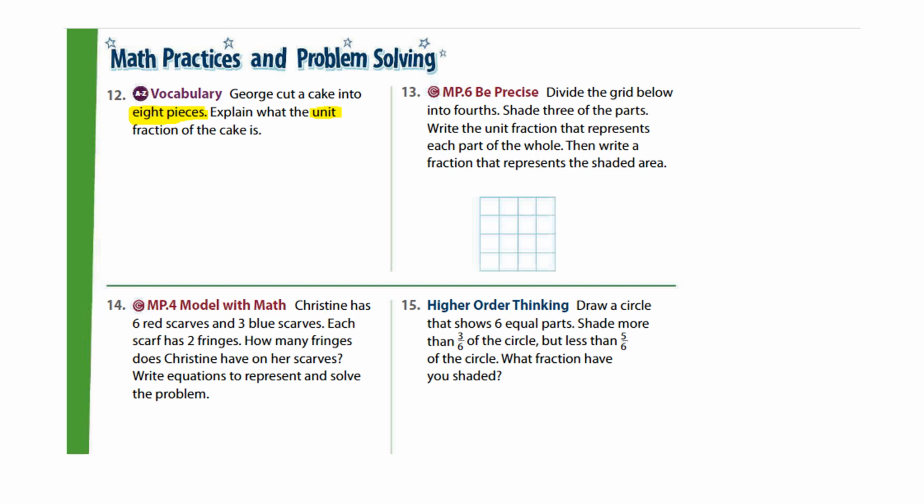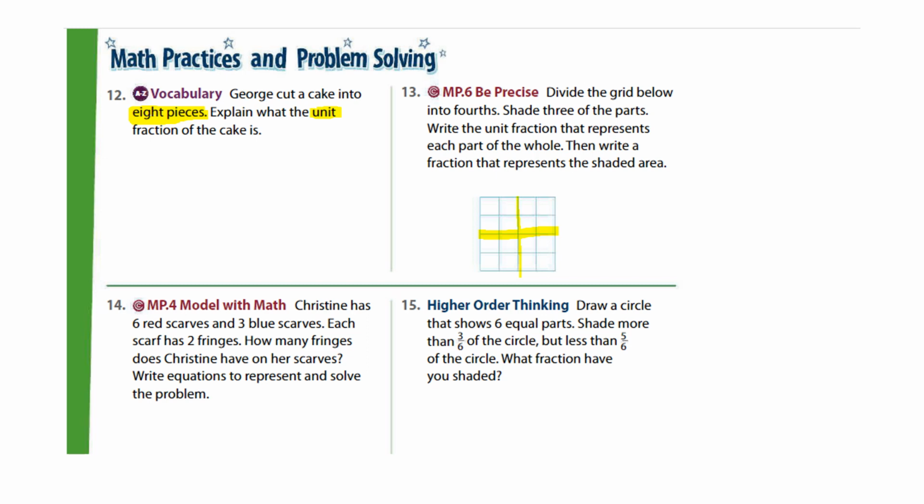Very nice. Question 13. Divide the grid below into fourths. Shade 3 of the parts. Write the unit fraction that represent each part of the whole. Then write a fraction that represents the shaded area. So first of all, you have to divide this into 4 equal parts. Just something like this. So now I have divided into 4 equal parts.